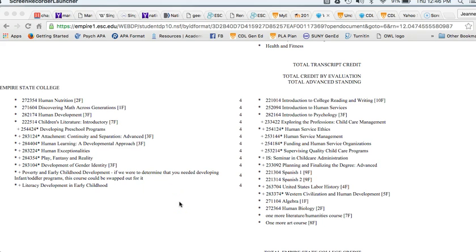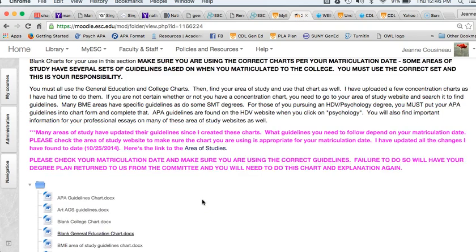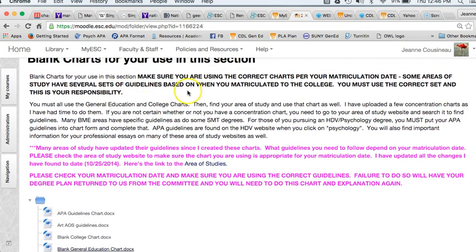Okay, now we're going to go on to the area of study guidelines, the dreaded one that you all seem to sweat over along with the college research chart. So let's do the area of study guidelines. And this is really important right here. So I've typed it in twice.